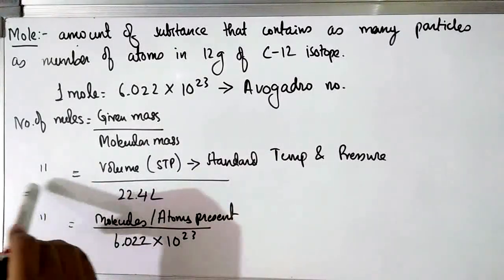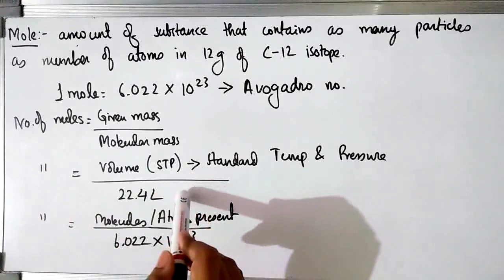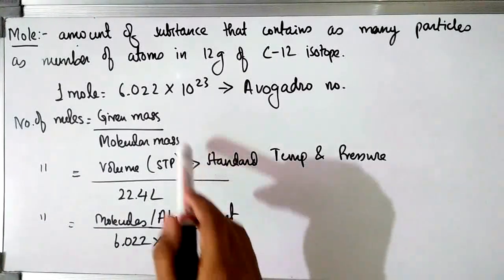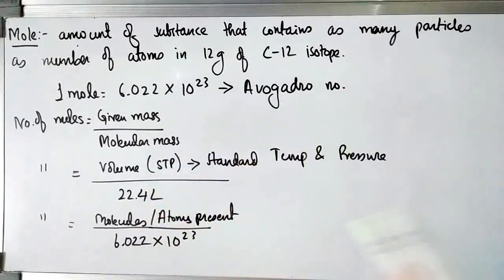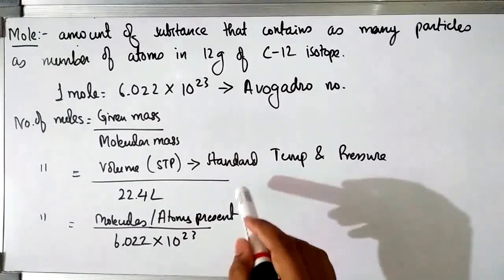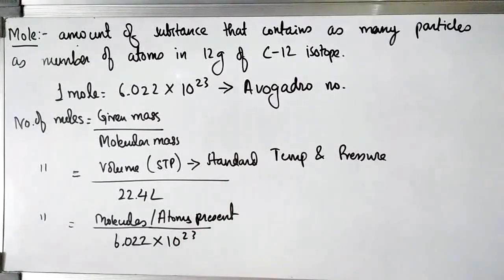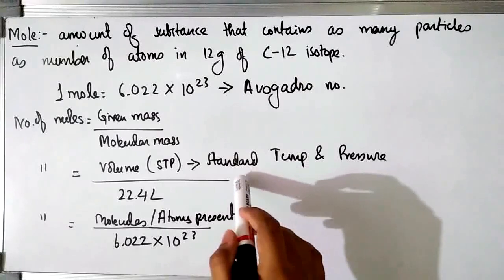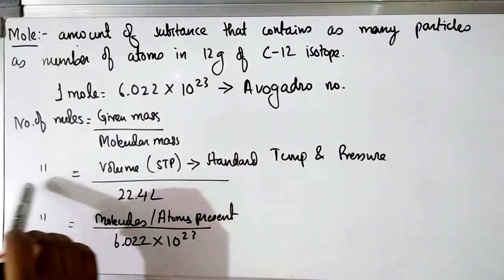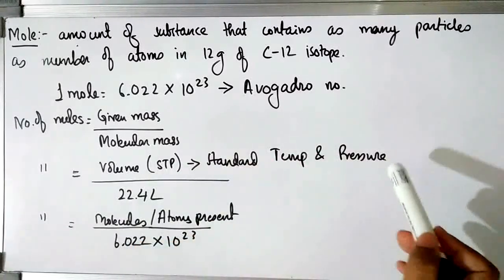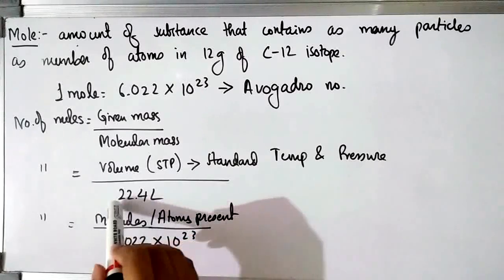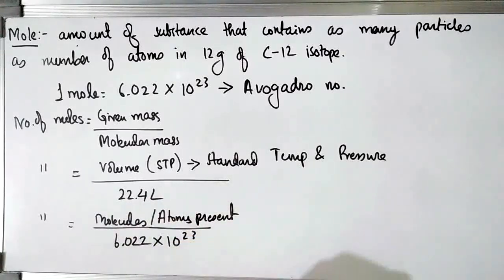The second one is number of moles is equal to volume given at STP upon 22.4 liters. The first formula you apply whenever they have given you a particular mass of a substance and asked you to find the number of moles. The second formula is applied whenever they have given you the volume of a substance and asked you to find the number of moles. Whenever the volume is given, you apply number of moles is equal to volume given at STP upon 22.4 liters. STP stands for standard temperature and pressure. This is like a constant, 22.4 liters.